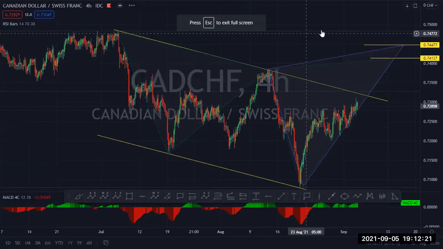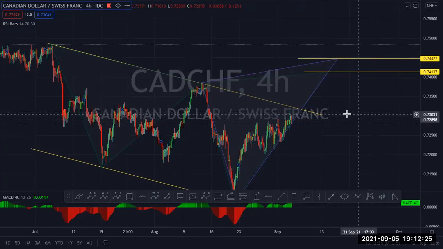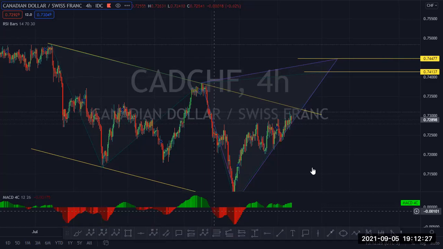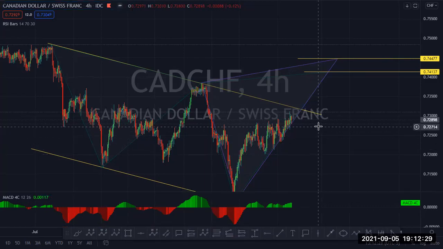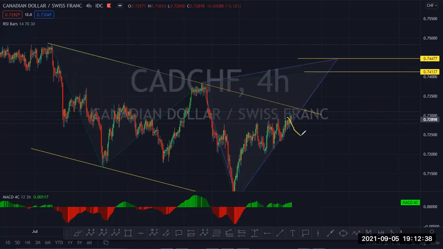CAD check is making a pattern, a harmonic pattern, and I think it's going to complete. So this is what I'm looking out for. Something like this, something like this, something like this. So look for a buy entry.